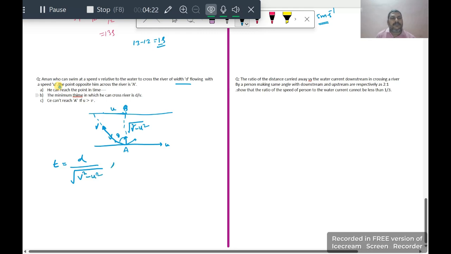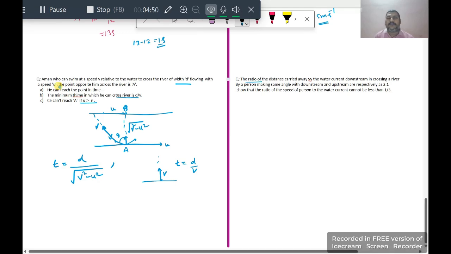So the minimum time in which he can cross the river is d by v. Correct or not? We'll check. Minimum time means you need to start with velocity v perpendicular, so there is no need for any angle. Then the time is equal to d by v only. So that option is correct. It is already conceptual; u greater than v is not possible.